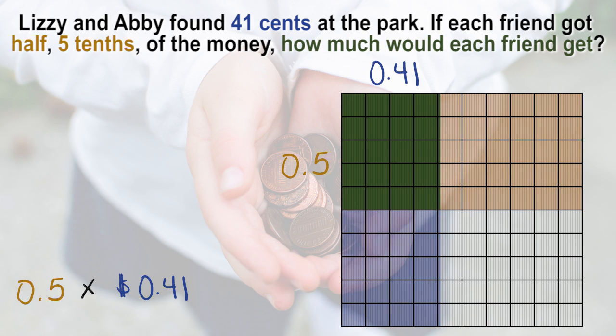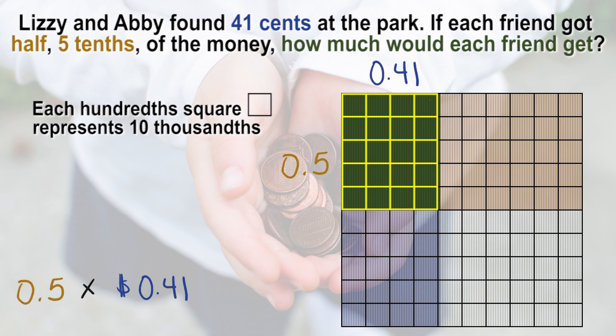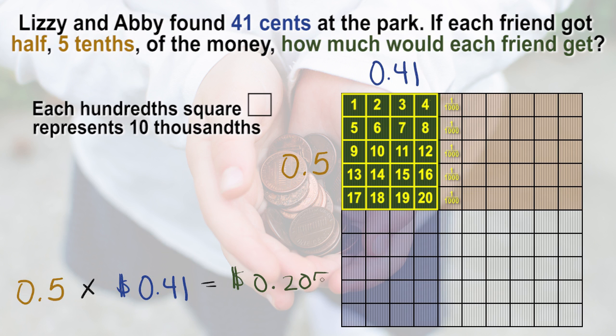Where the two colors overlap represents the product. Each hundredth square represents 10 thousandths. Count by tens to make the counting more efficient. There are 200 plus the 5 more single thousandths for a total of 205 thousandths shaded. Each friend will get 205 thousandths cents.